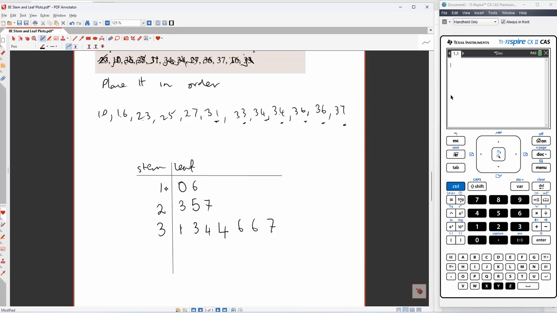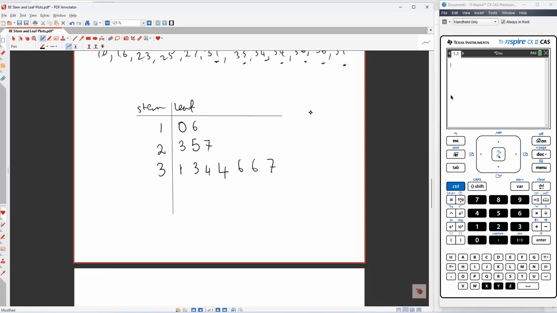Alright, so there's my stem and leaf plot, and we've got to put a key, and we usually start with any one of these. I just use the first one always, so 10 with a line, or 1 with a line, and 10 means 10. Alright, so again, let's just see how this works.